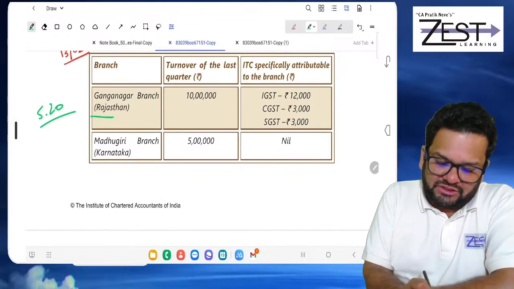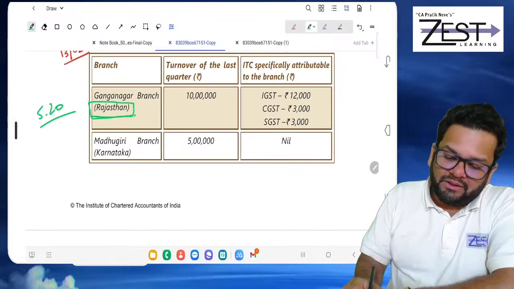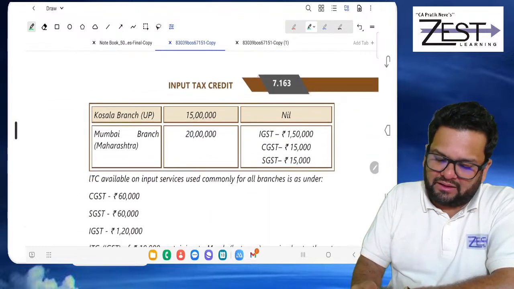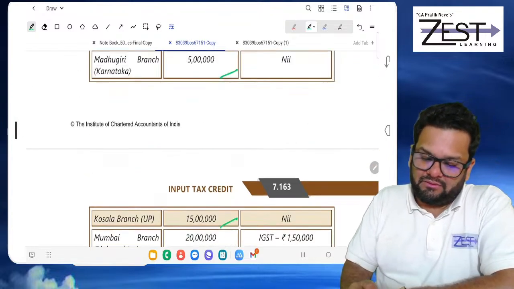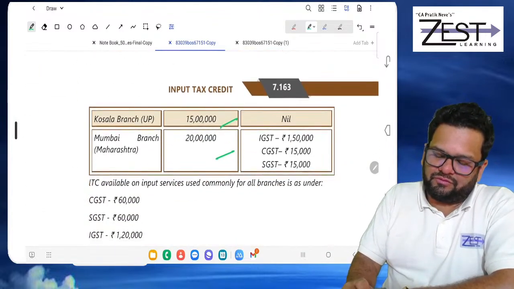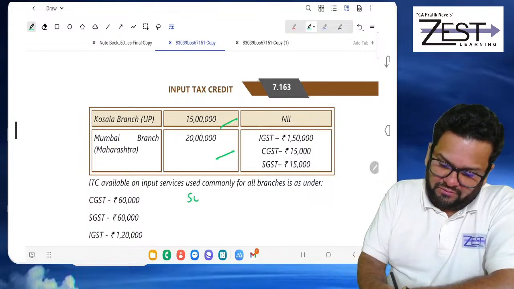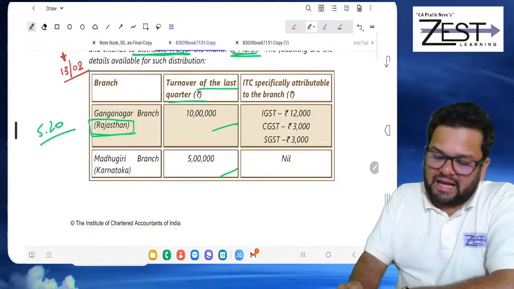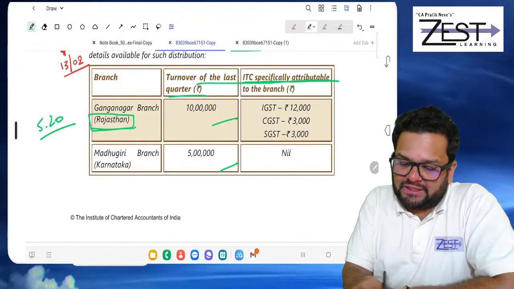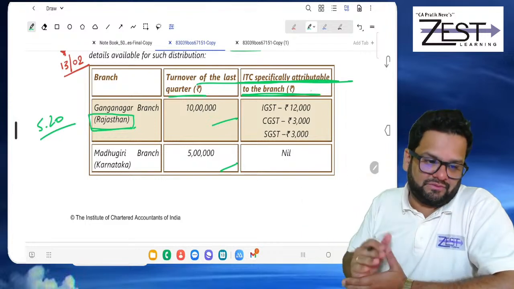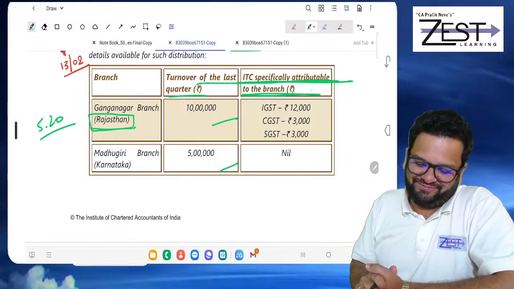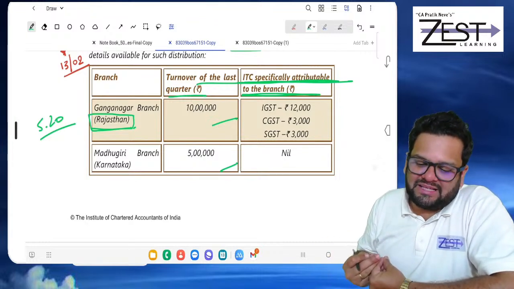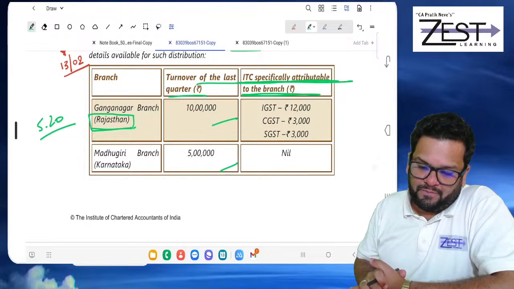Ganganagar branch, which is in Rajasthan, turnover is given of the last quarter. So 10 lakh, 5 lakh, 15 lakh, 20 lakh. Overall turnover is 50 lakhs. Clear? And the last column is ITC specifically attributable to the branch. So what will you do? You will give it to that specific unit, that is, that specific branch. Isn't it?